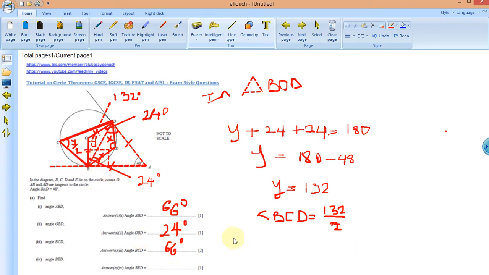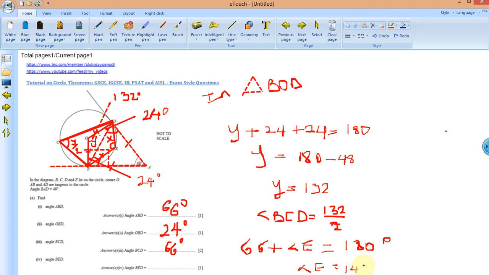And I have this to be 66. So the implication is 66 plus angle BED, or angle E, let me tag this one angle E, equals 180 degrees. The reason is opposite angles of a cyclic quadrilateral are supplementary. So angle E will be 180 minus 66. This is 66, not 60, guys. So 180 minus 66 is 114. So this is 114 degrees.